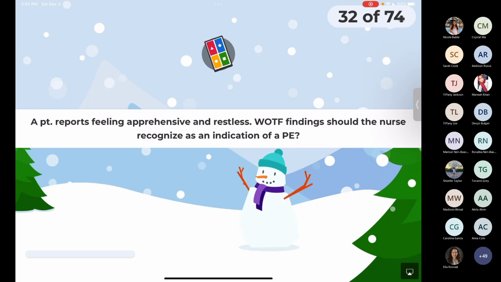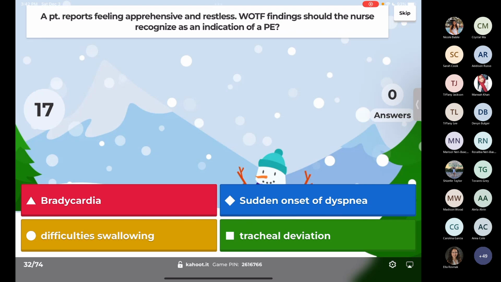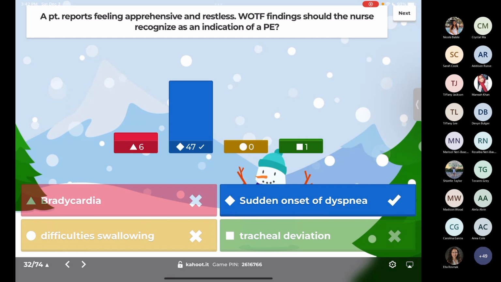All right, guys. A patient reports feeling apprehensive and restless. Which of the following findings should the nurse recognize as an indication of a pulmonary embolism? Good job, guys. A sudden onset of dyspnea. Very good.